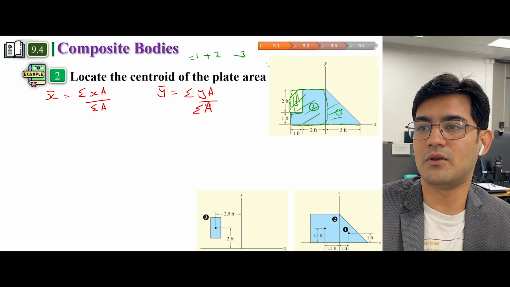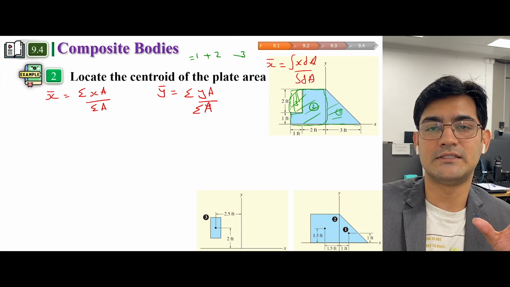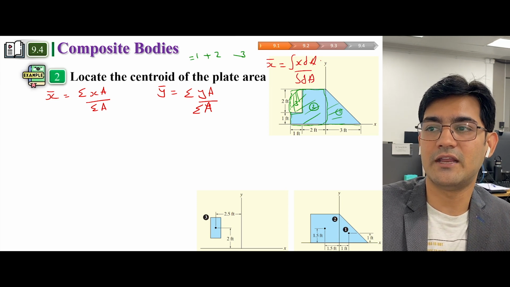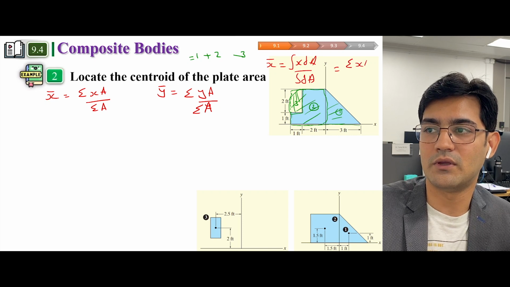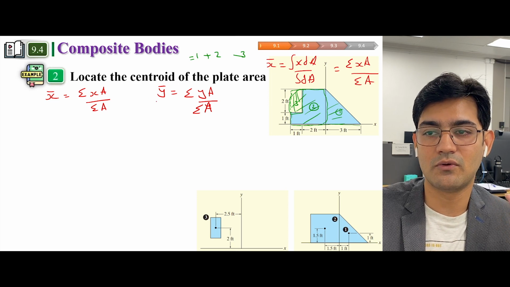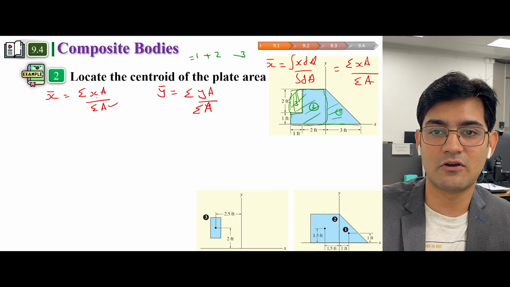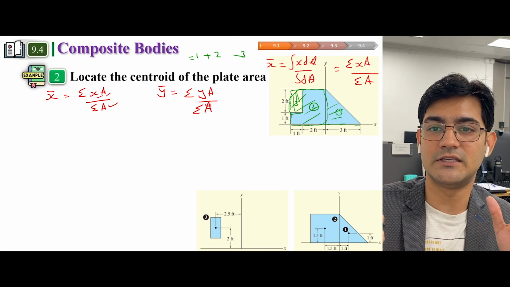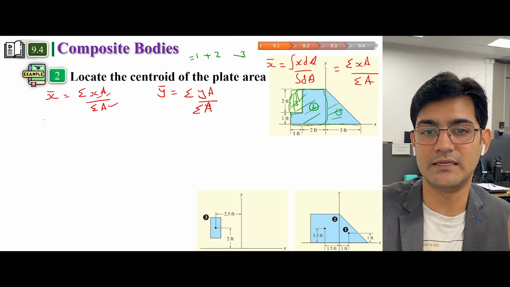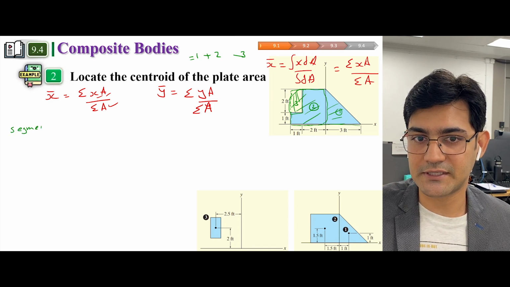So previously we know that in order to calculate the centroid, we used to integrate the areas. Since this is a discrete shape, instead of integrating, I have replaced it with a summation sign, but it means the same thing. So if we know summation of area and summation of moment of area, then we can calculate the centroid. So first thing to know is the segments.